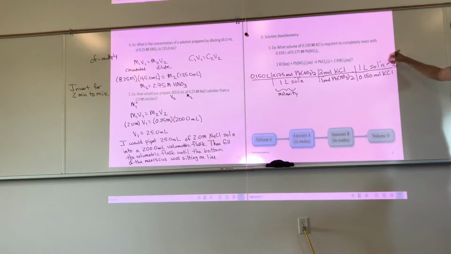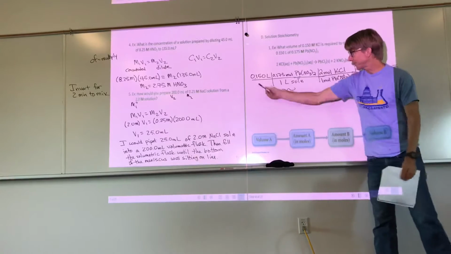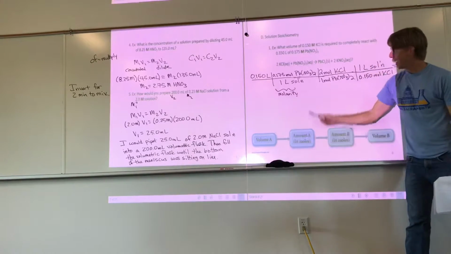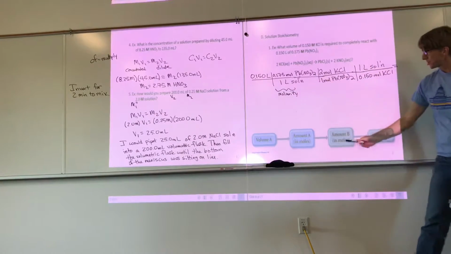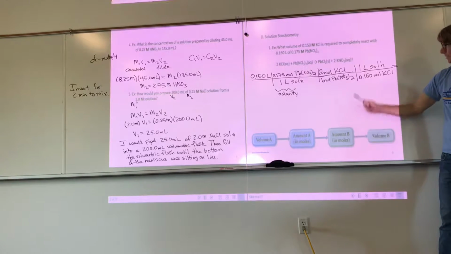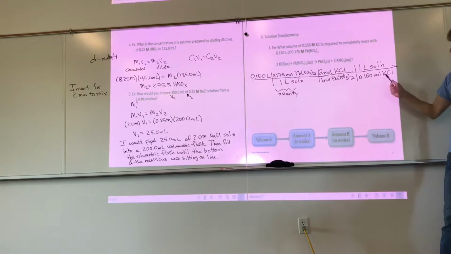And then I get liters of potassium chloride solution for my units. That's what I mean here. You start with your volume. You turn that into an amount of moles. Turn that into an amount of moles of something else. And then use your molarity to get back.